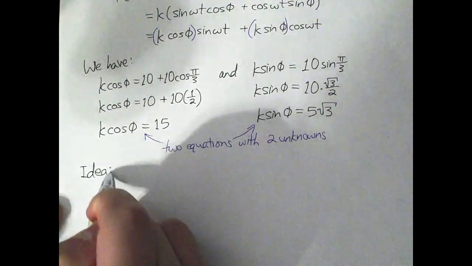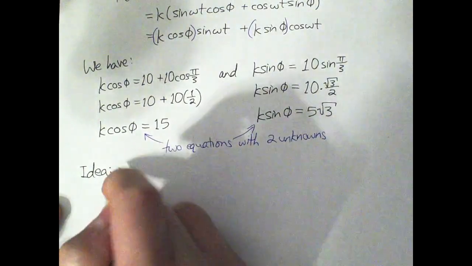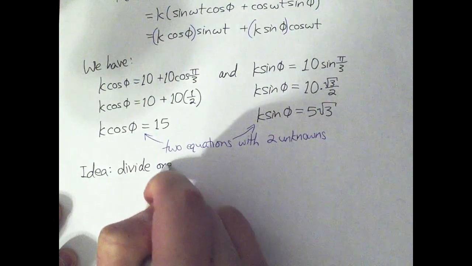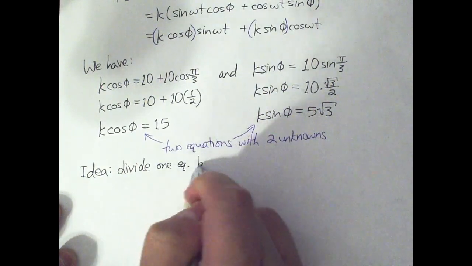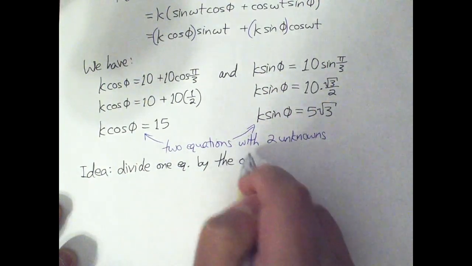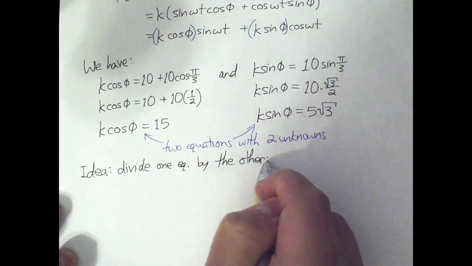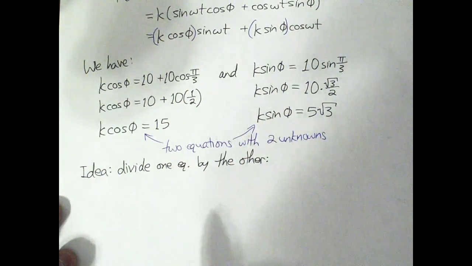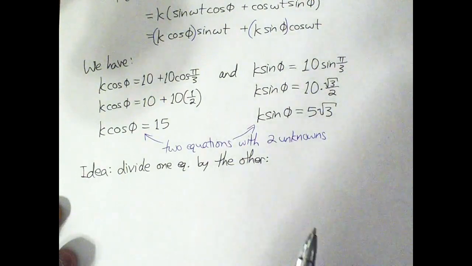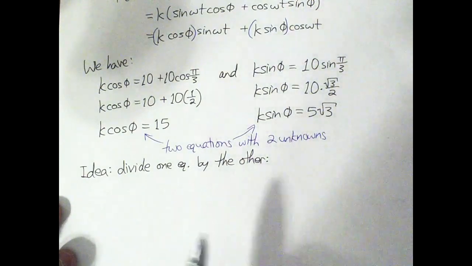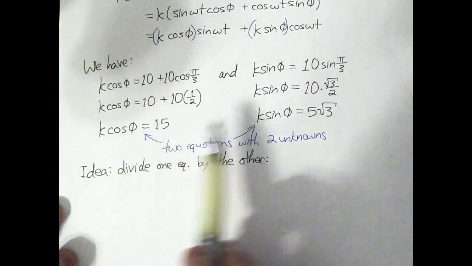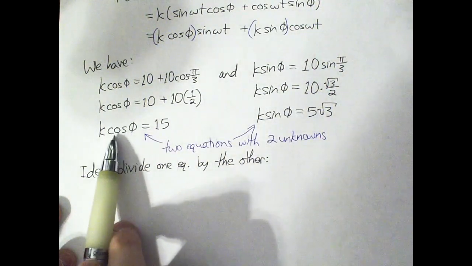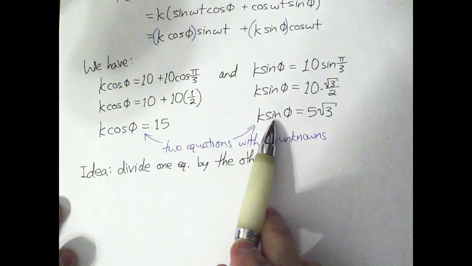There might be more than one way to do this, but I'll tell you an idea that works. Let's divide one equation by the other. This is something we're allowed to do in math as long as we do left-hand side over left-hand side equals right-hand side over right-hand side. And we could choose which equation we want to divide by which. Do we want the cosine to be on top, or do we want the sine to be on top?